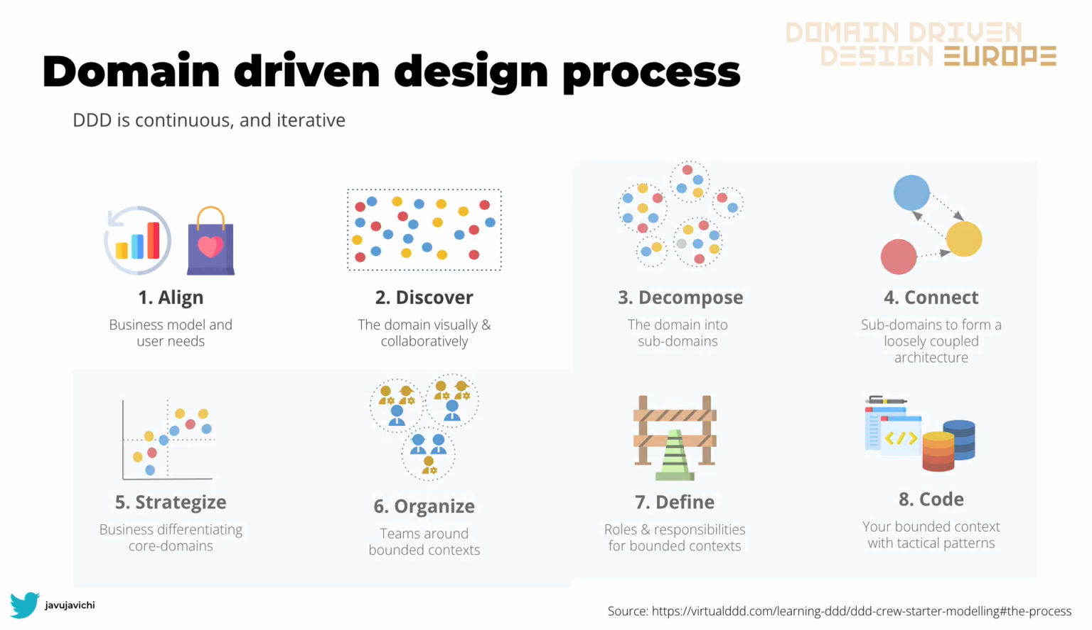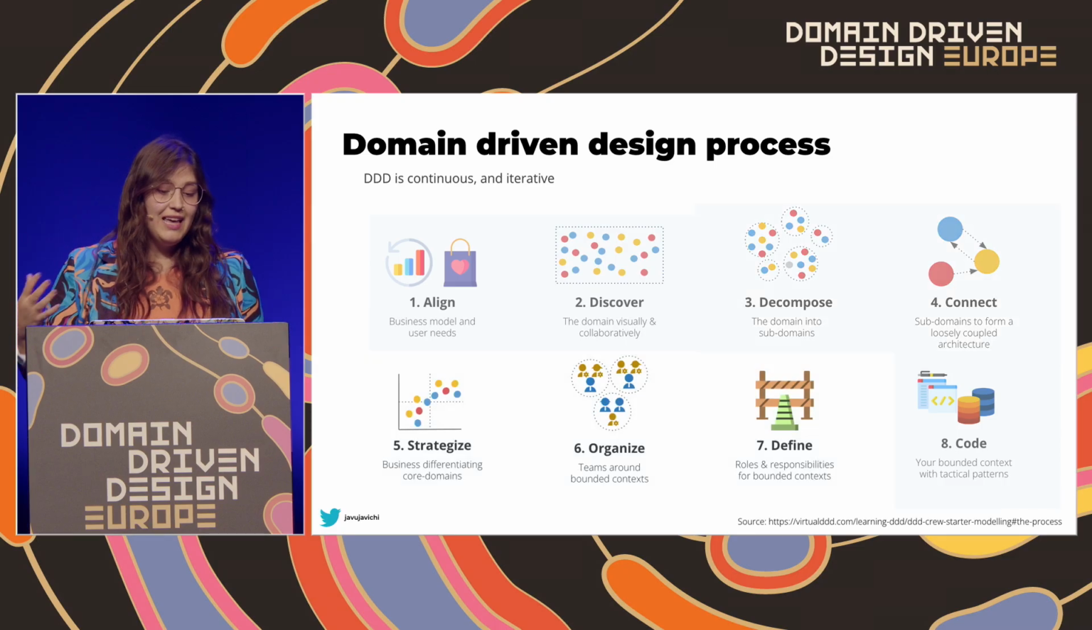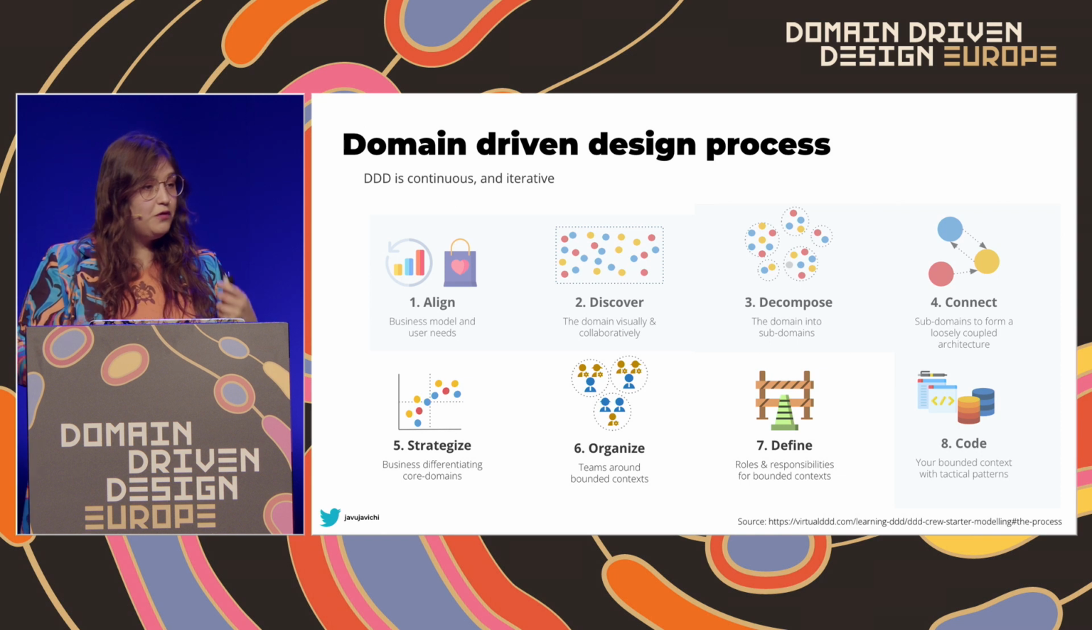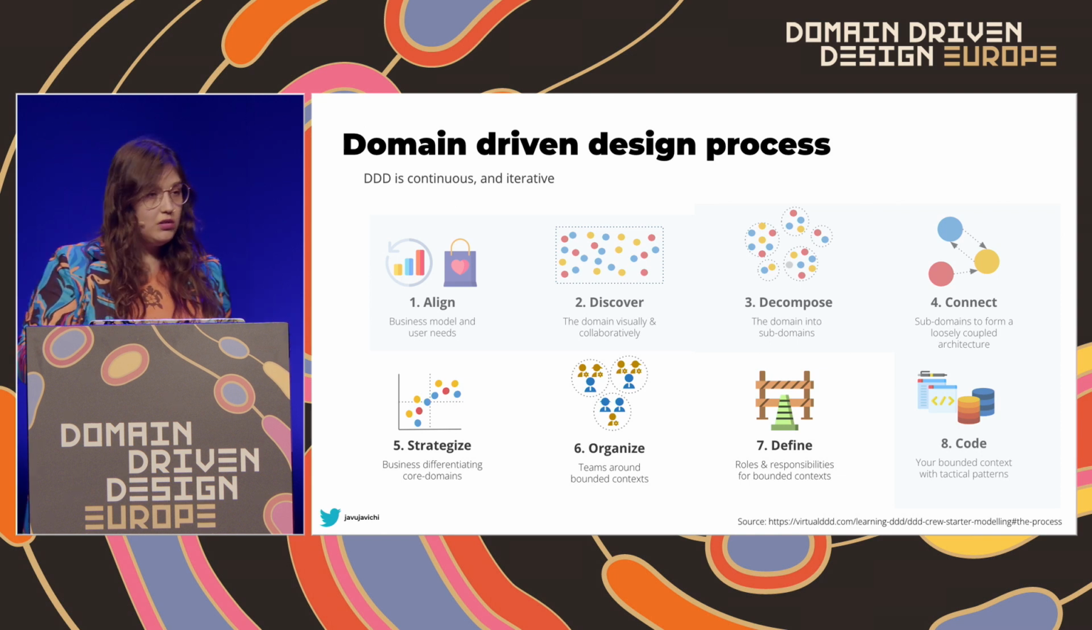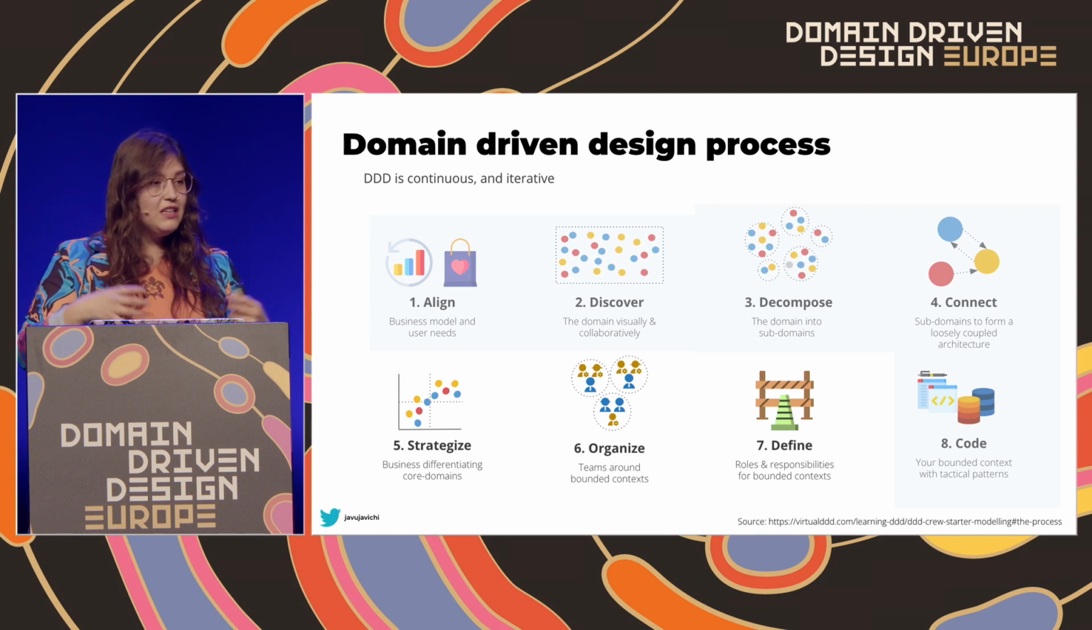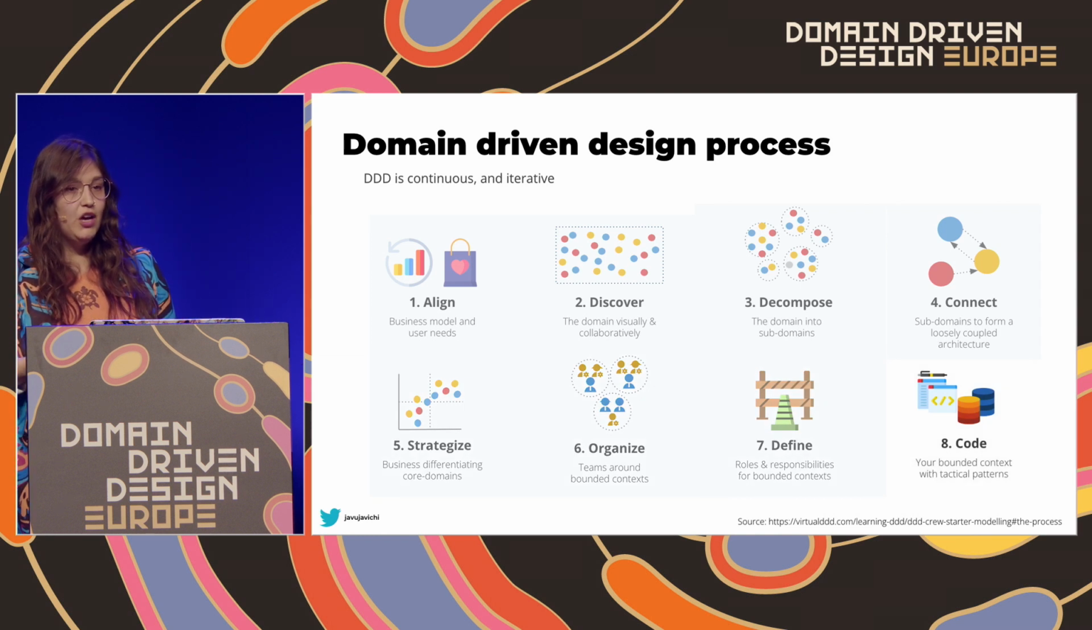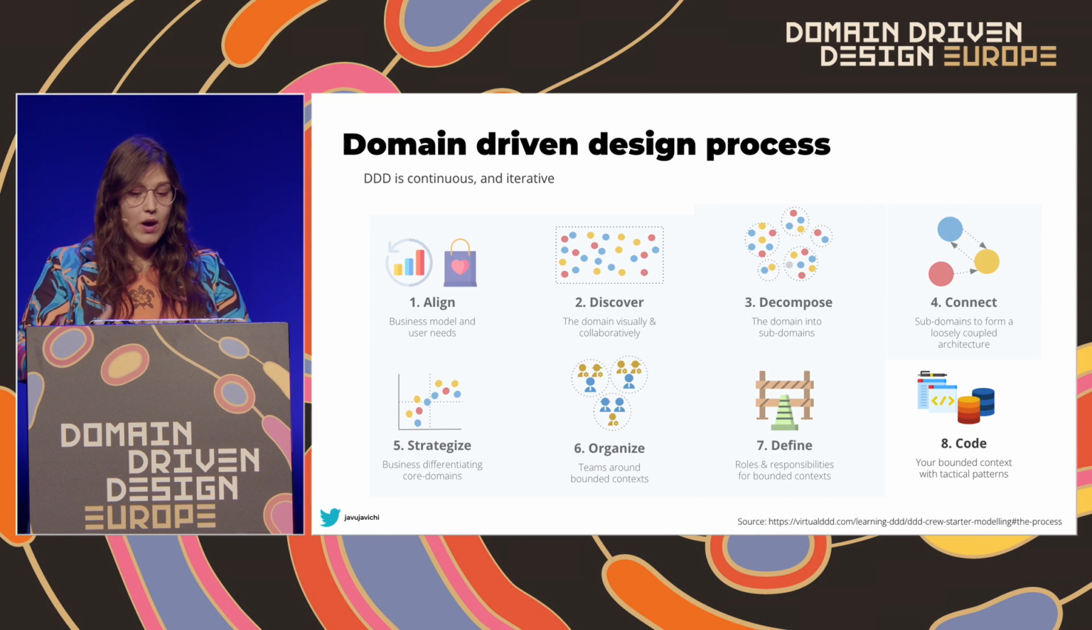So at the beginning, we might try to align, discover, and talk with our experts. That could be business related, it could be our architects. Then we will decompose and connect, and we will talk about our business context and everything that is involved. Even the manager, the developer, the QA, or the business analyst, everyone will talk. Then we will strategize and organize to finally define what our roles and responsibilities are, because we need to set the boundaries of our context. And as you see, at the end, we have code. Code is not the main part of this, it's one of them.